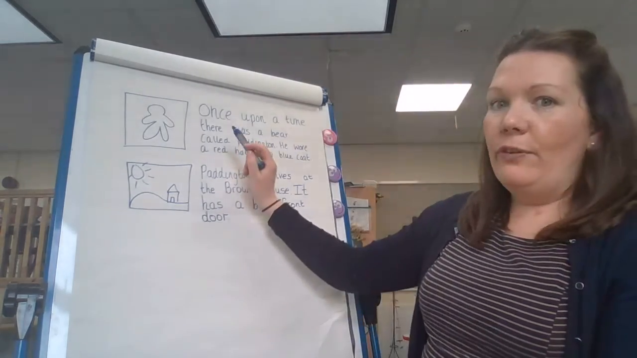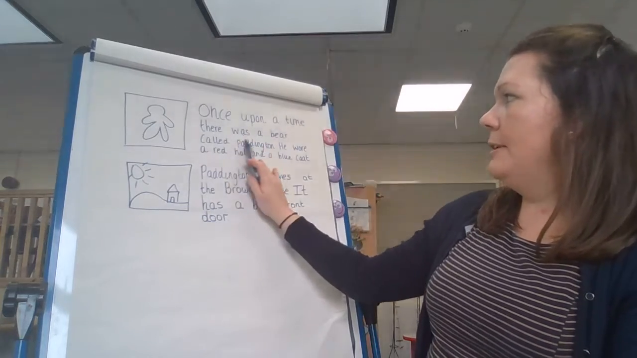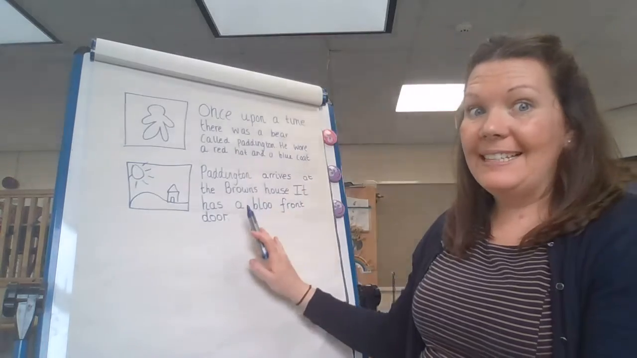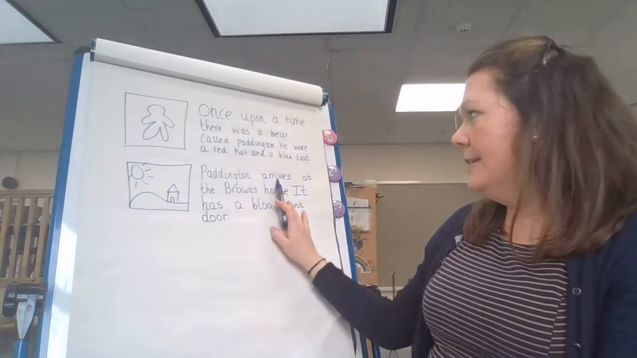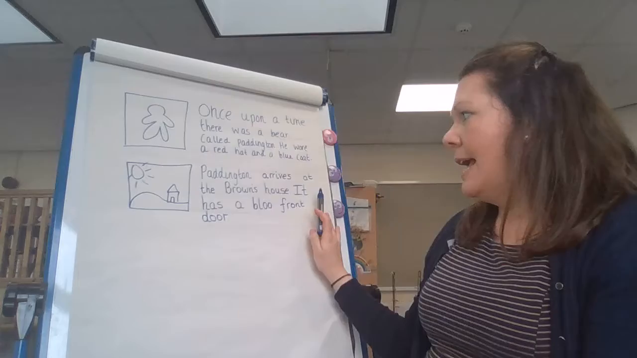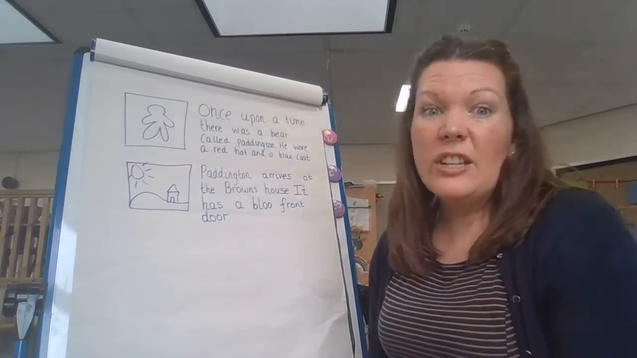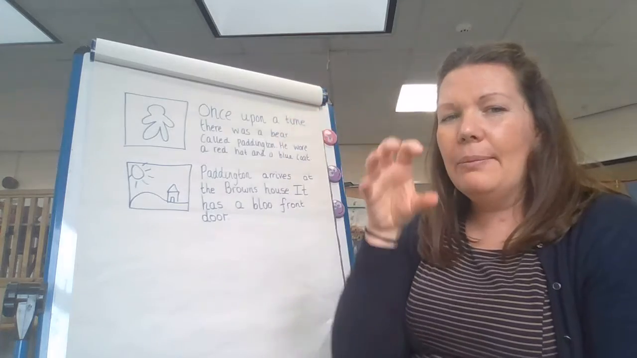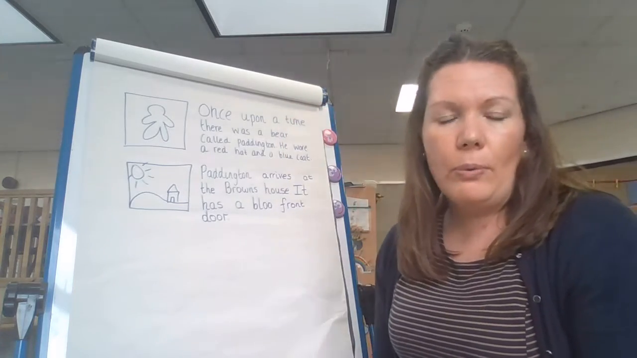So let's start from the beginning. So once upon a time, there was a bear called Paddington. He wore a red hat and a blue coat. Then today we're writing our setting. Paddington arrives at the Brown's house. It has a blue front door. So can you see what we're doing is we're writing a sentence about where it's happening. Then we're doing another sentence just to describe what it looks like.